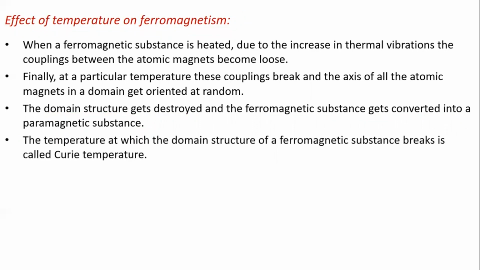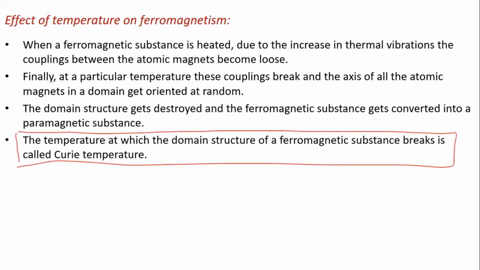You remember here the definition of the Curie temperature. The temperature at which the domain structure of a ferromagnetic substance breaks and it is converted into a paramagnetic substance is called the Curie temperature. In a previous examination, the question was asked, what is Curie temperature, so you can remember. So the domain structure breaks and the ferromagnetic substance is converted into paramagnetic. That temperature is called the Curie temperature.